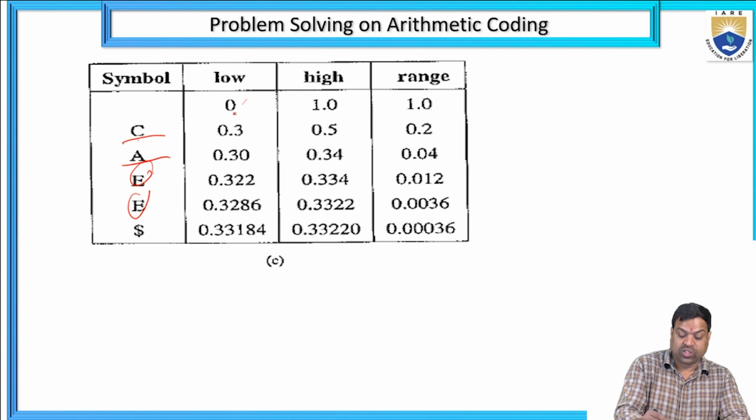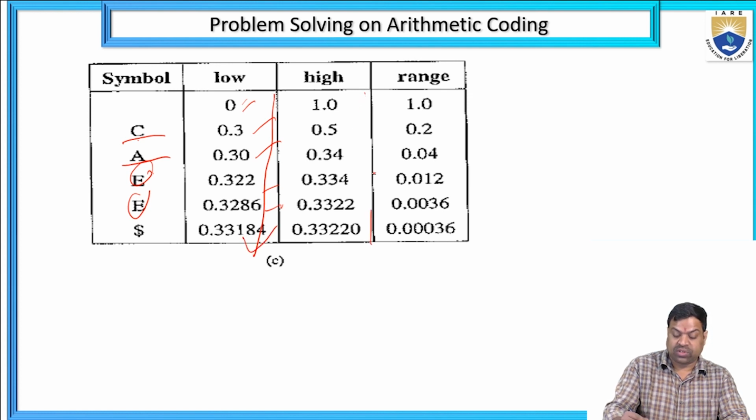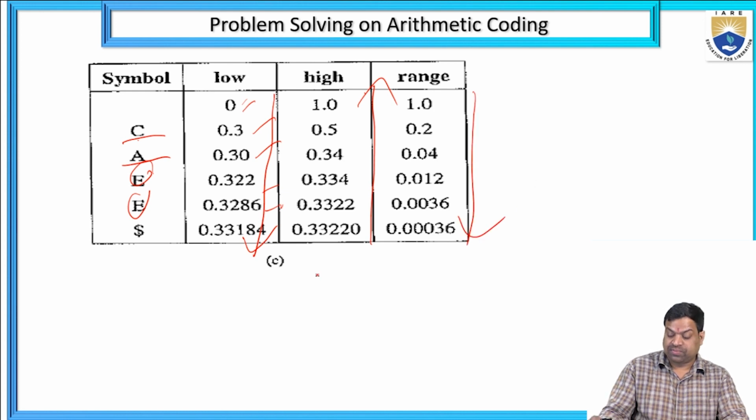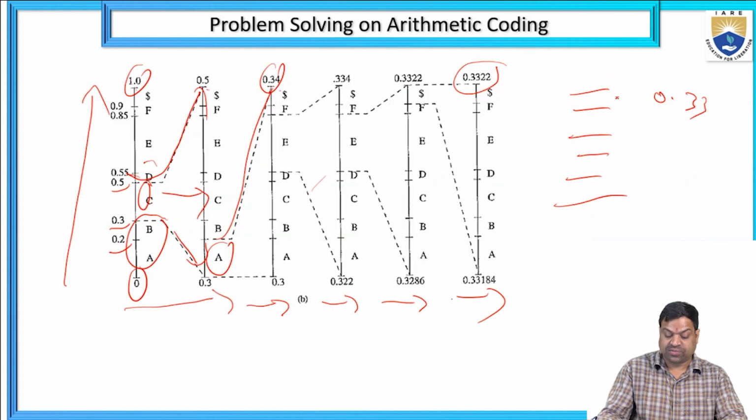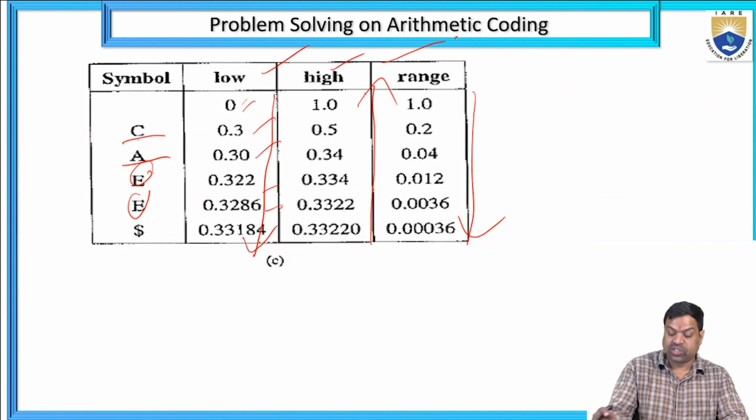So what are the low values? 0, 0.3, this one. It is decreasing to increasing order. It goes from like this, and the ranges are from like this. Okay, so our question is that we have to find out the low, high and range values.